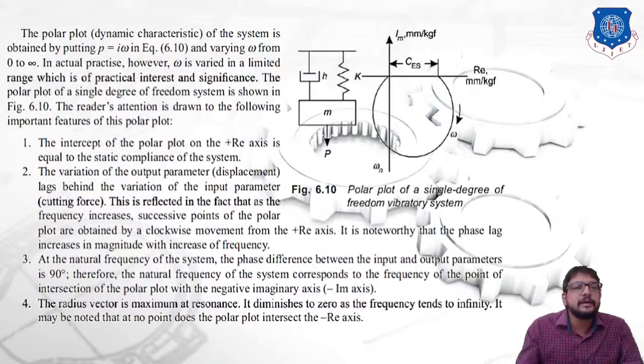Now next is the polar plot dynamic characteristic of a system, which is obtained by putting p is equal to i omega in our previous equation 6.10 and varying omega from 0 to infinity.